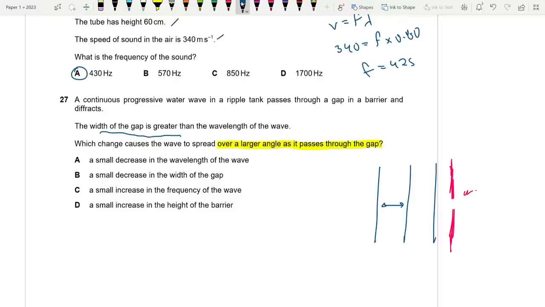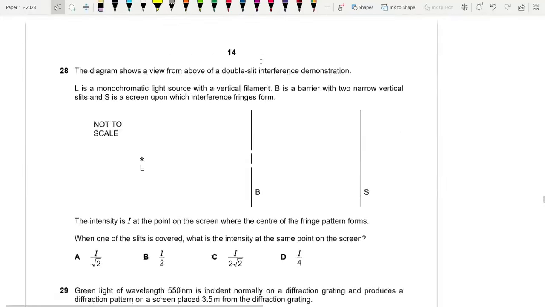A small decrease in wavelength of the wave, actually that makes it worse. I want to increase the wavelength. Next, a small decrease in the width of the gap. If we decrease the width of the gap, that is actually good. Now, what about this? A small increase in the frequency of the wave. If you increase frequency, guys, it will simply decrease wavelength, which is the same as option A, which is also wrong. If it was a decrease in frequency, it would have been correct. All right, so that's how you solve these questions.